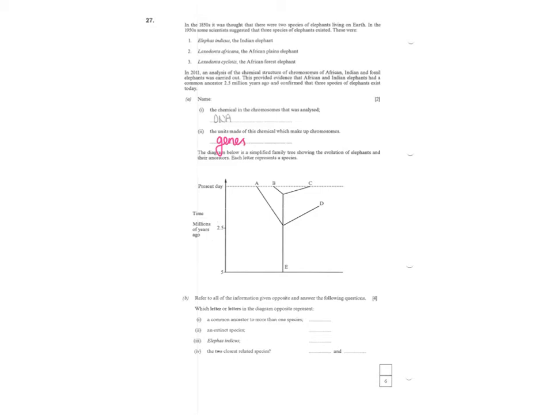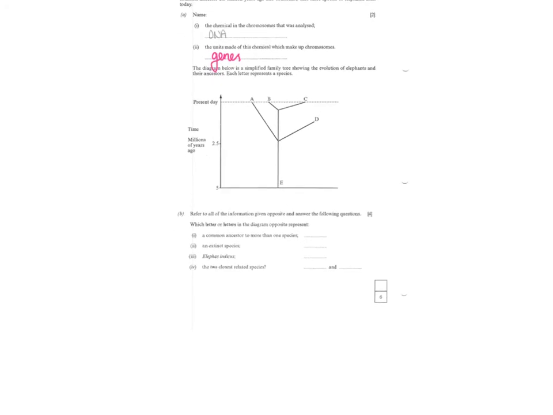And the diagram below is a simplified family tree showing the evolution of elephants and their ancestors. Each letter represents a species. Refer to all the information given opposite, and answer the following questions. Which letter or letters in the diagram opposite represent a common ancestor to more than one species? That would be E. An extinct species would also be E because it's 5 million years ago. The Aphaeus indictus would be A, and the 2 closely related species would be B and C.